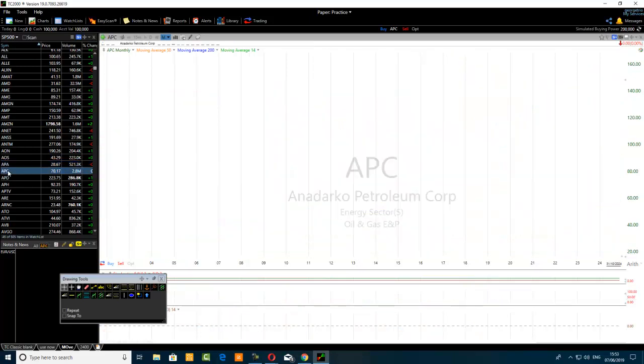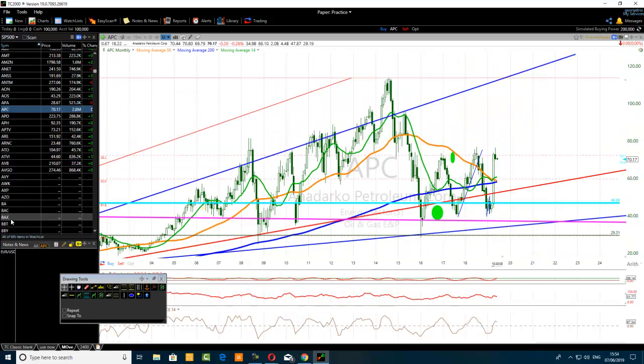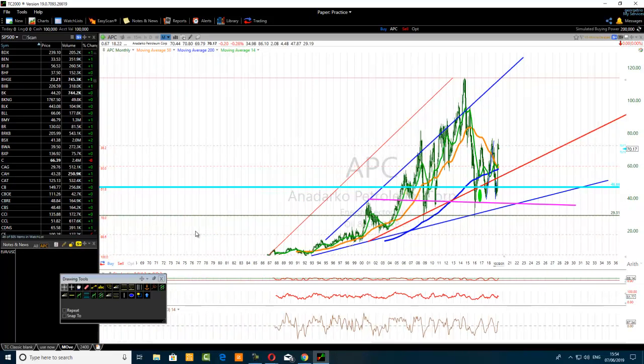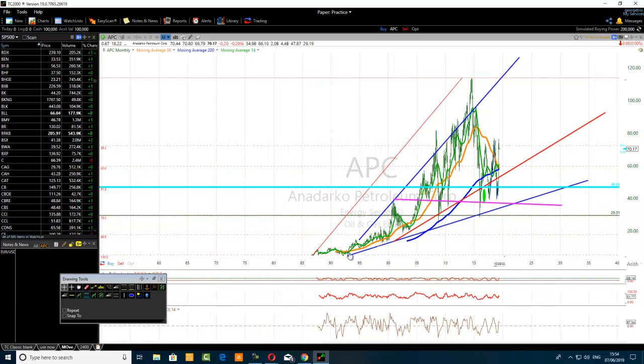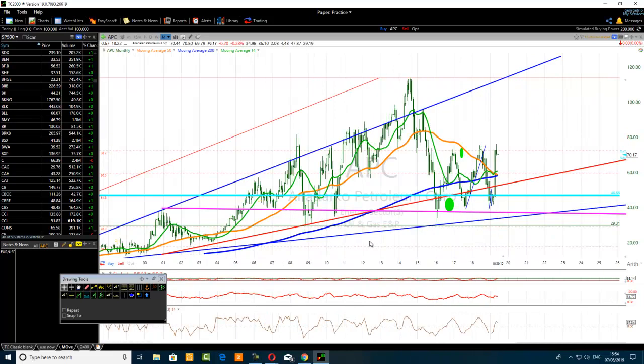I'm looking for another bullish example. Here you see this one here. Is it a good one? It went up. Look, this is a nice one. Look at this one. This is what I'm talking about.